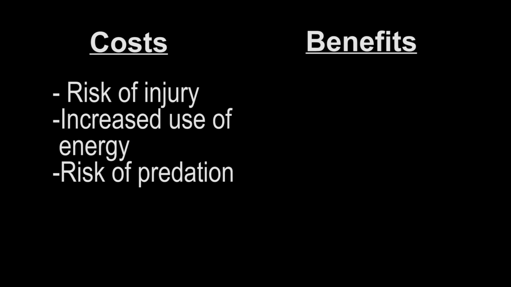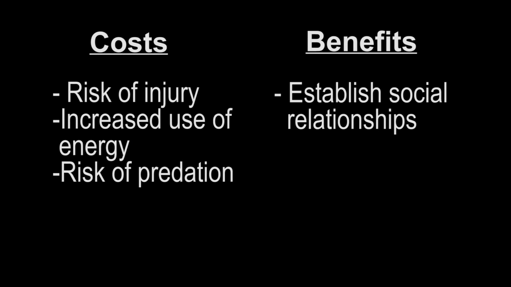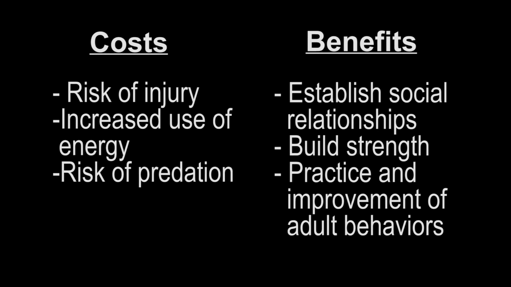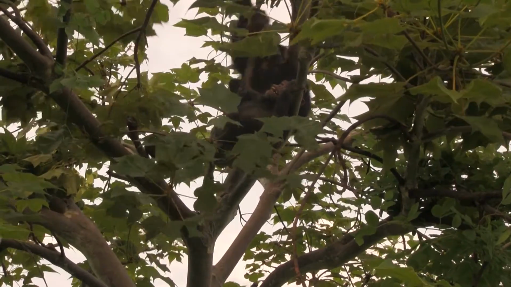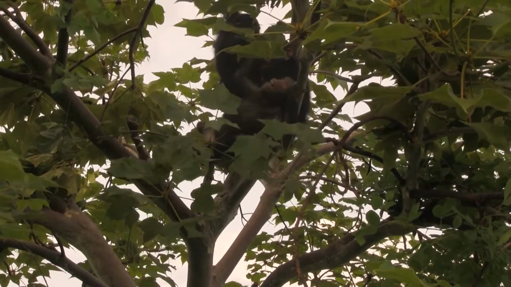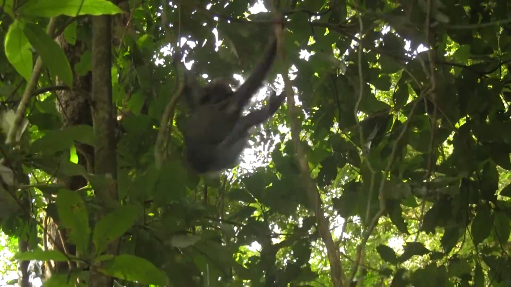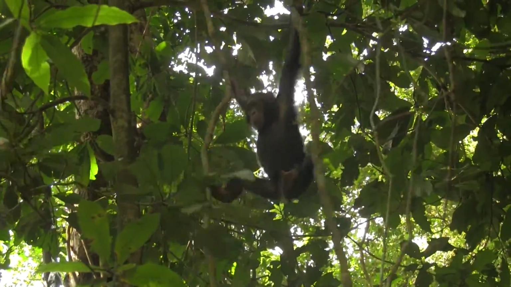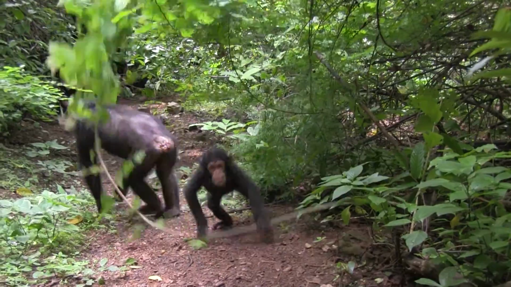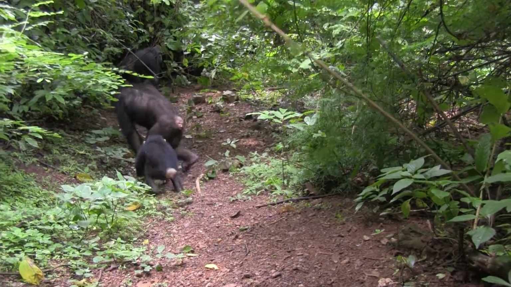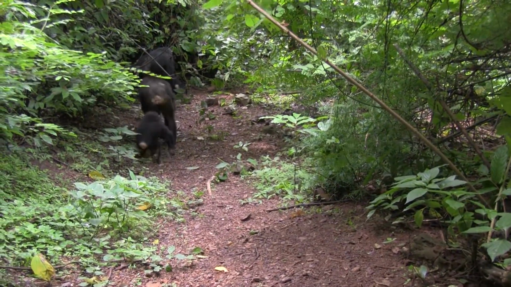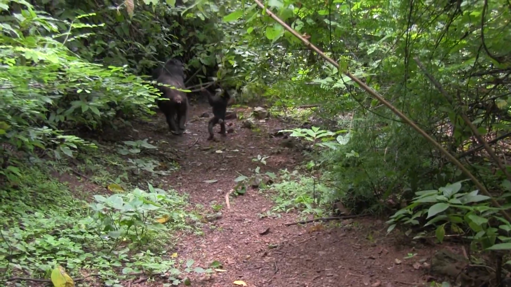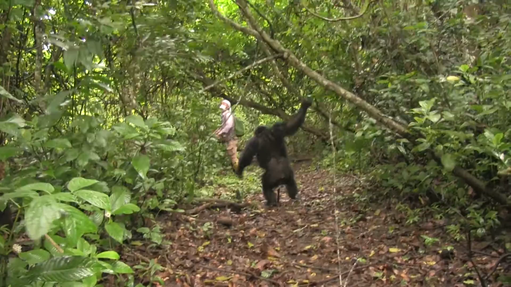For example, play is believed to help establish social relationships, build strength, and facilitate the practice and improvement of adult behaviors. For instance, these chimpanzees are likely building social bonds. This chimpanzee swinging on the vine is building strength. And this little guy is practicing his dominance display. Maybe one day he'll be able to perform the behavior convincingly as an adult male, like this one.